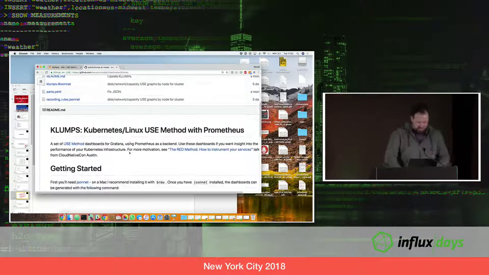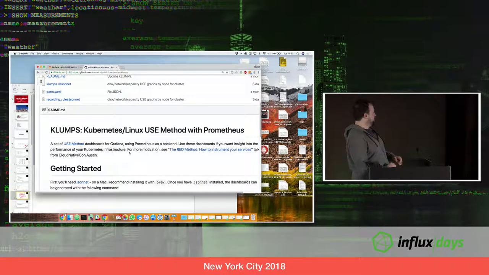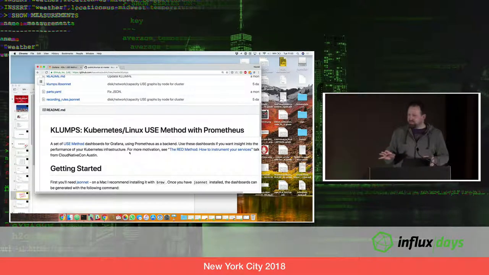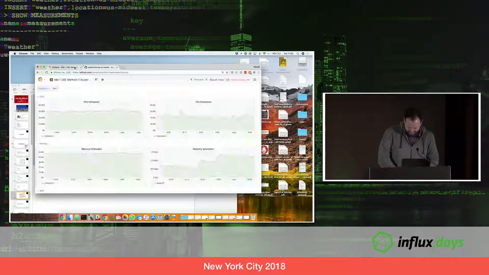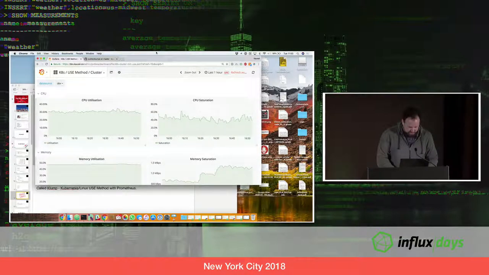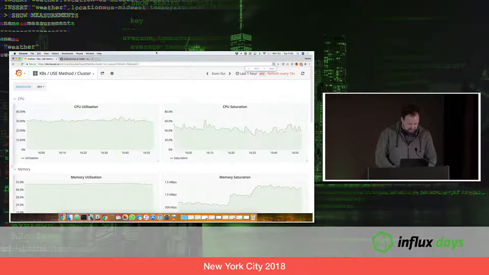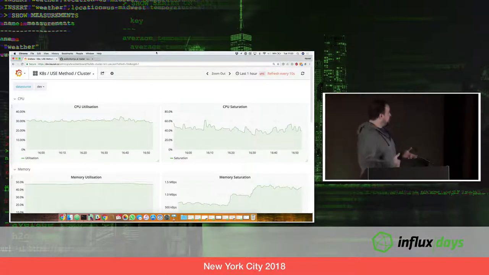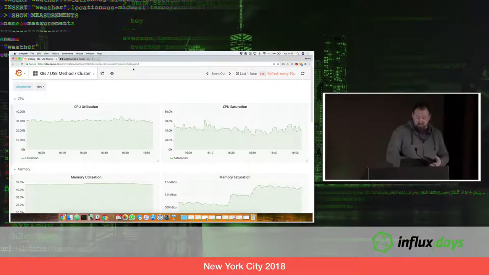And Clumps stands for Kubernetes Linux Use Method with Prometheus. If anyone can think of a better name, then that would be very welcome. Anyway, so here's the canonical set of dashboards we've published. This is looking at cluster-wide use method metrics, basically a row per resource, and then utilization and saturation.